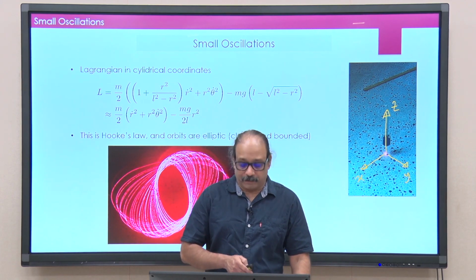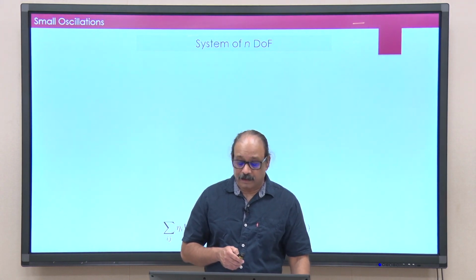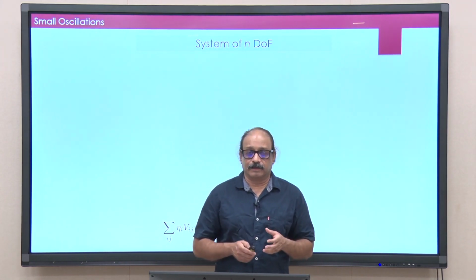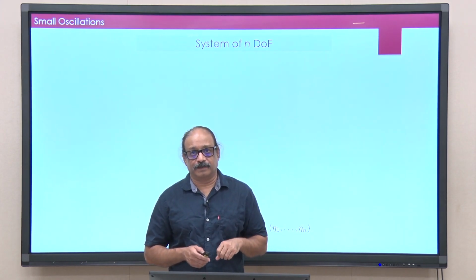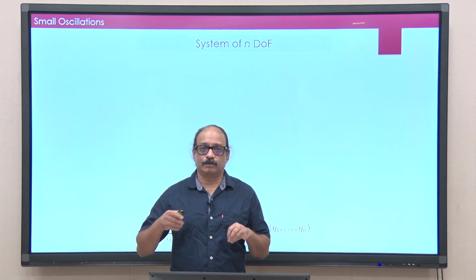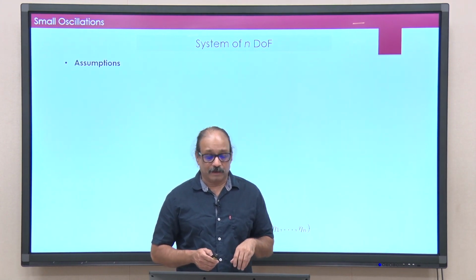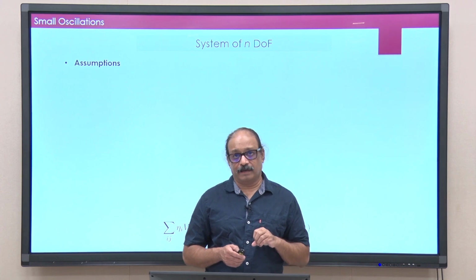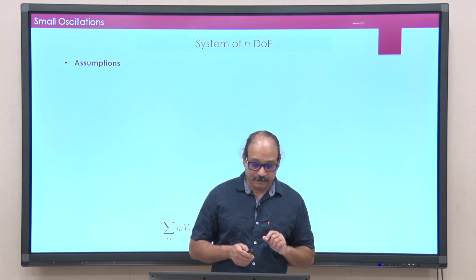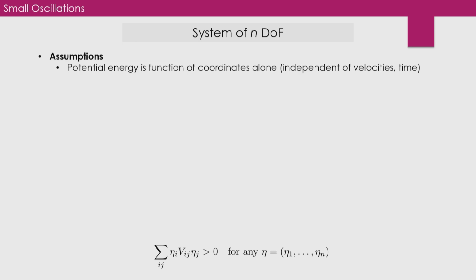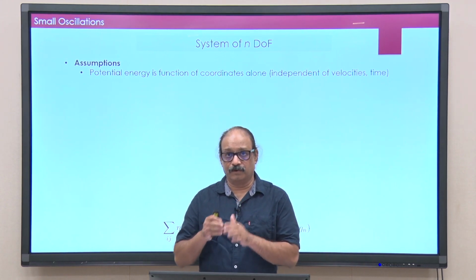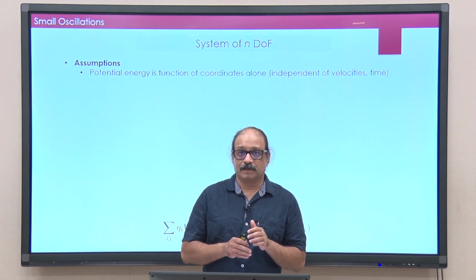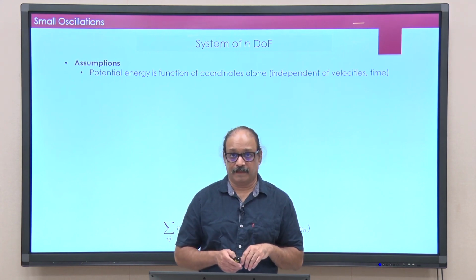Now, let us look at this problem more carefully. Let me start by looking at a system which has n degrees of freedom, and as usual we will use the generalized coordinates q1 to qn. Okay. Now, the assumptions that we are going to make are the following. First of all, the potential energy should be a function of the generalized coordinates only. What I mean is, I am excluding the forces or potentials which depend on velocities and time.